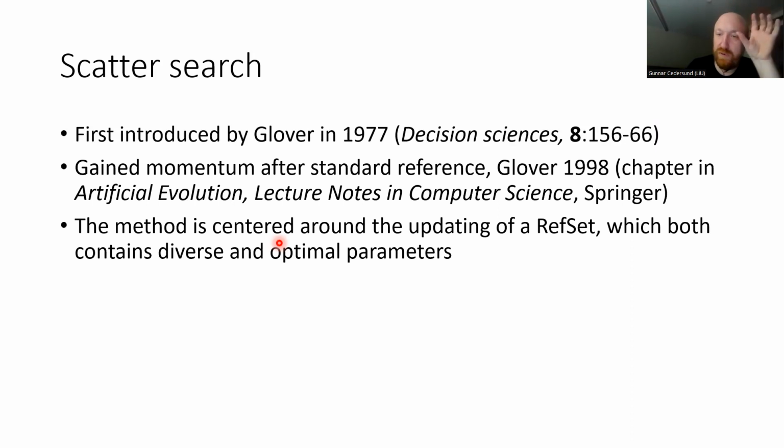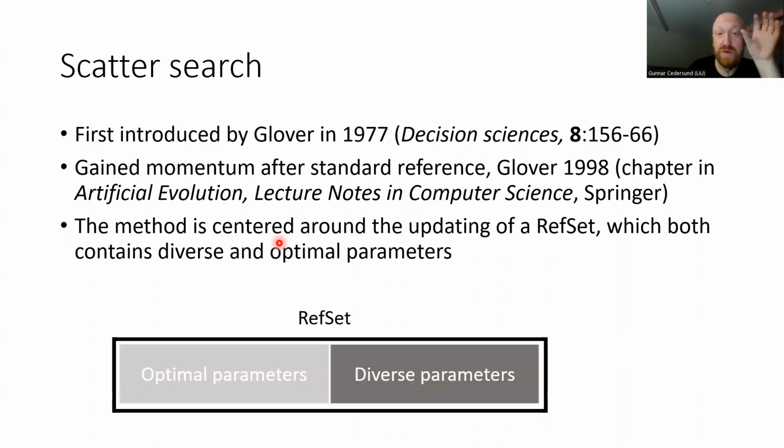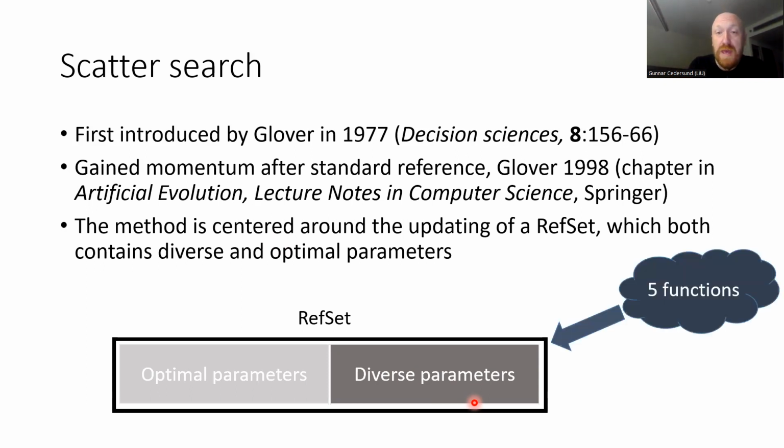And the core thing that this revolves around is a ref set. And this reference set is something that has two parts. It has the best parameters that we found so far, and it has parameters that are used to get you to move away, to invent new directions to go in that you haven't searched for yet. So these are the best parameters we found so far, and these are parameters that simply are there to make you able to unstuck yourself from a local optimum. And then you are updating this ref set using 5 functions. So let's have a look at these five functions.